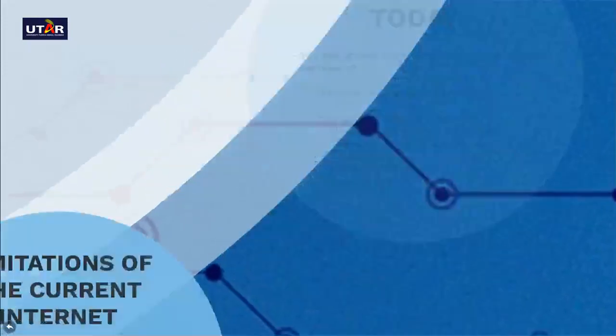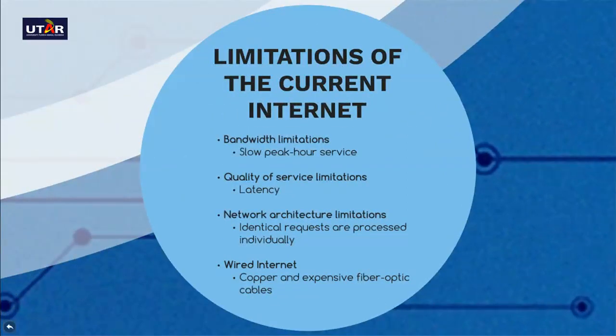There are also some limitations of the current internet. For example, bandwidth issues, slow peak hour services. Second, quality of service limitations, for example, latency. The third issue is network architecture limitations. Identical requests are processed individually, and of course, wired internet, because we are still reliant on copper wires compared to fiber optic cable.